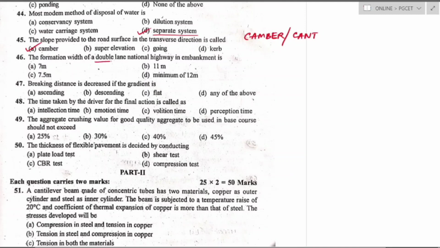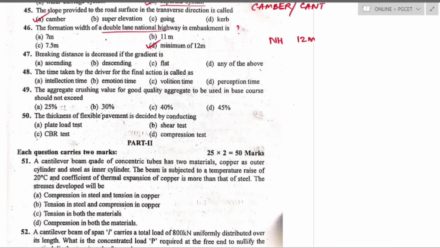Question number 46. The formation width of the double lane highway in embankment is. As per IRC, the formation width is the sum of the carriageway width including the separators and shoulders. So, for a national highway, the formation width is about 12 meter. Option D is the right answer.